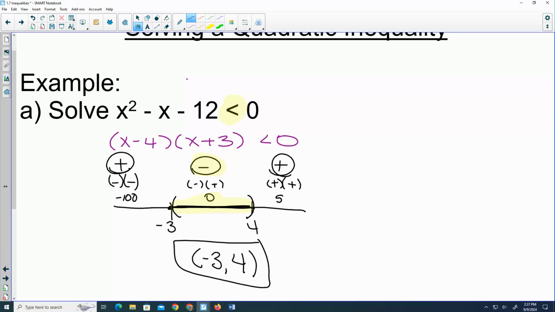Okay, and you can check yourself. If you pick a number, if I put in 0, I get 0 minus 12, which is negative 12, less than 0. Yeah, so you can check those. So if you have a quadratic inequality, your answer will be an interval. We have to use this sign line to get it. All right, I know that's kind of new. Have I lost anybody there? Okay, let's do another one.